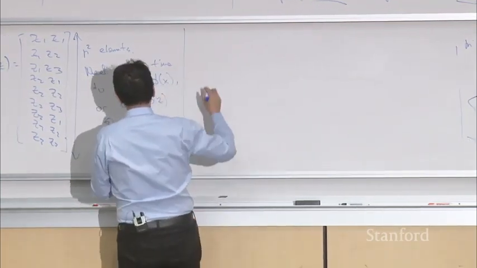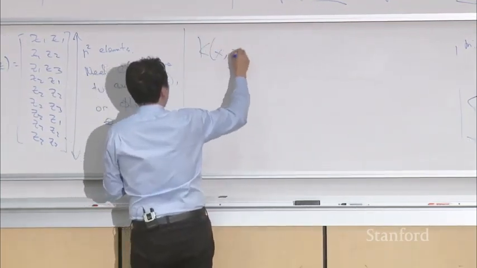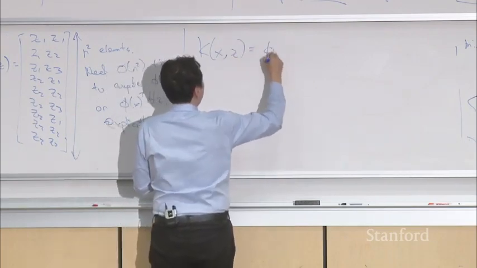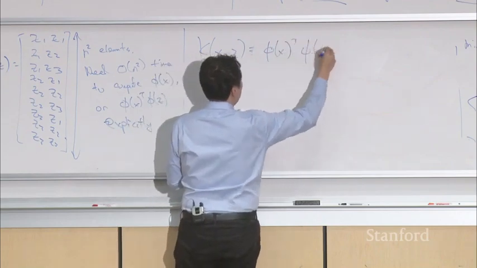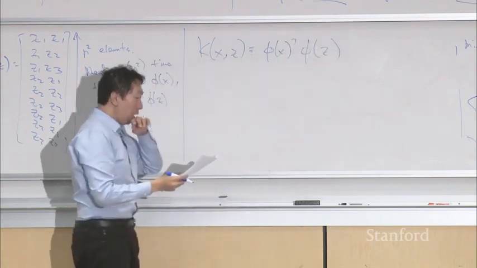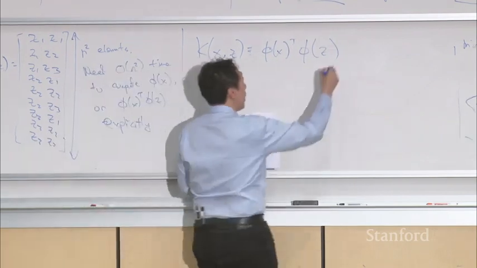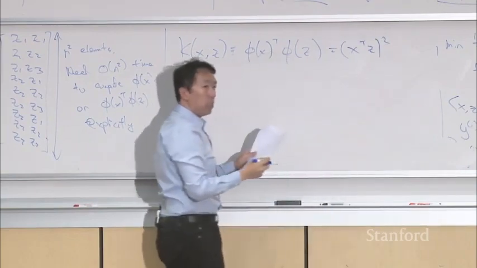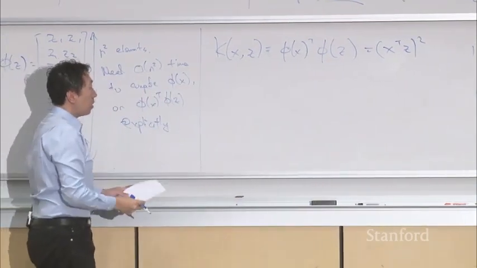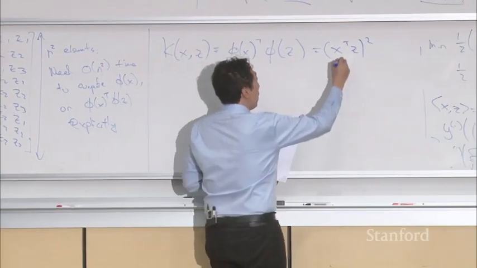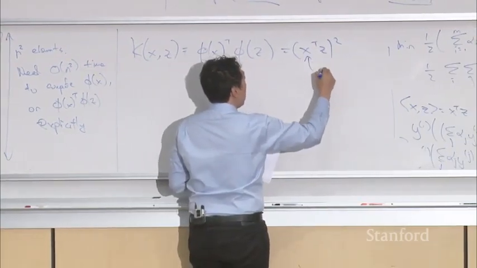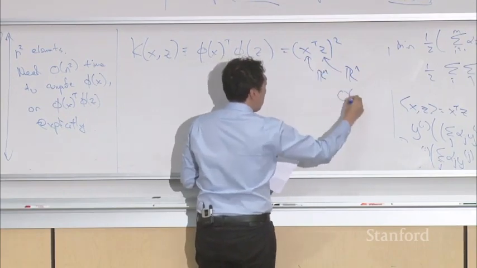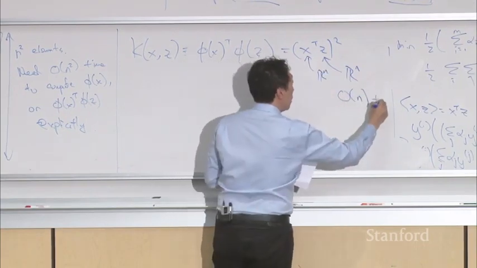But let's see if we can find a better way to do that. So what we want is to write out the kernel of x comma z. So there's phi of x transpose phi of z, right? And what I'm going to prove is that this can be computed as x transpose z squared. And the cool thing is that, remember, x is n-dimensional, z is n-dimensional. So x transpose z squared, this is an order n time computation, right?